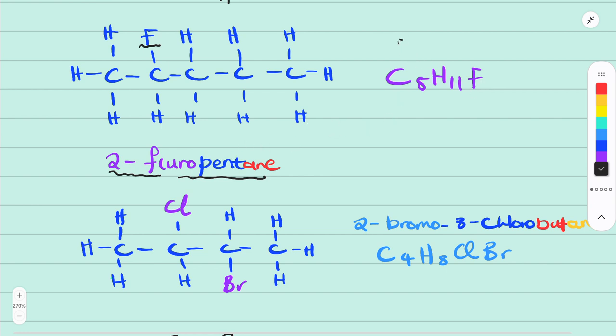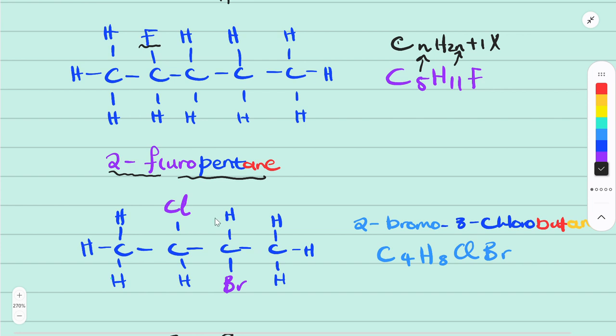This molecule follows the general formula CnH2n+1X. If you put a 5 there, it's 2 times 5, which is 10, plus 1, which becomes 11. So you have 11 hydrogens, and then you have a fluorine here.